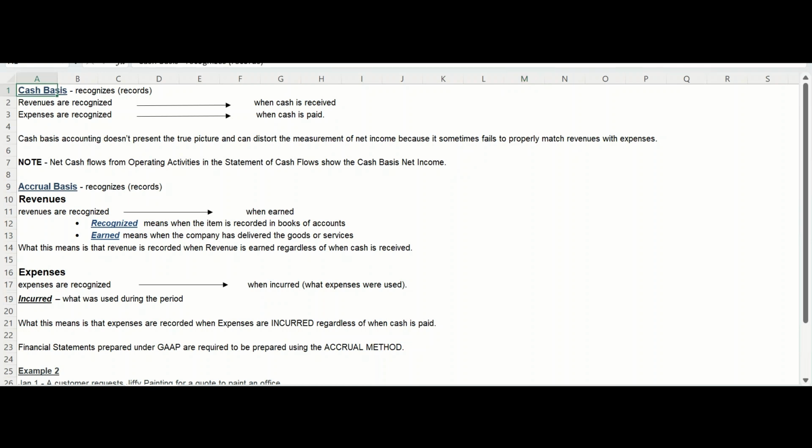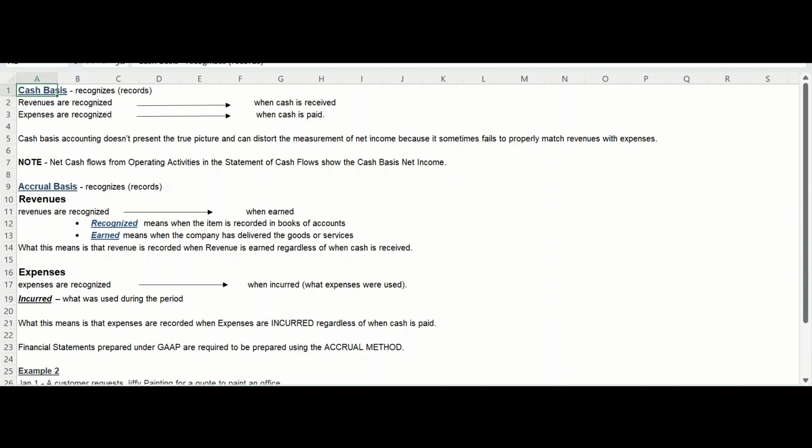Welcome back. So we'll move into cash versus accrual accounting in chapter 2. Companies can record or prepare transactions or financial statements in one of two ways. It can either be the cash basis of accounting or the accrual basis of accounting. The cash basis is going to recognize or record items in the books of accounting when revenue is received, or when cash is received.